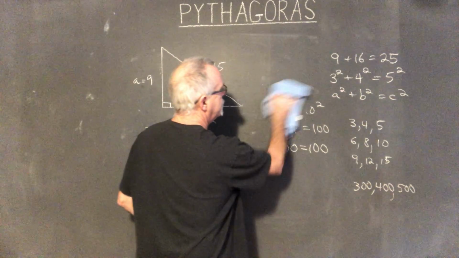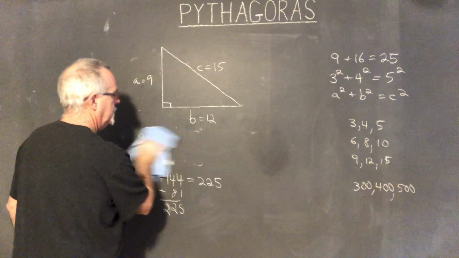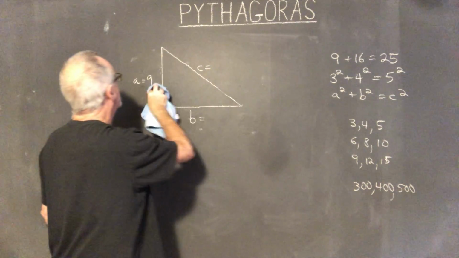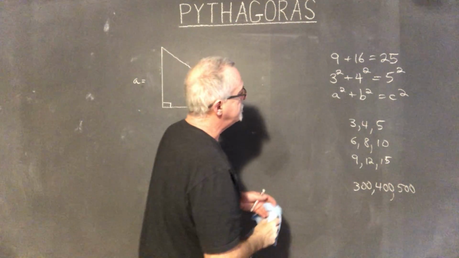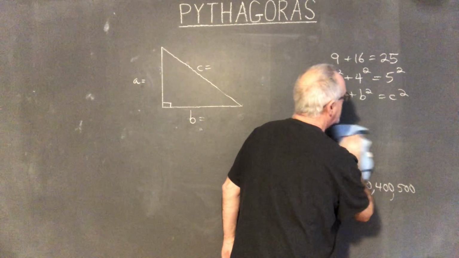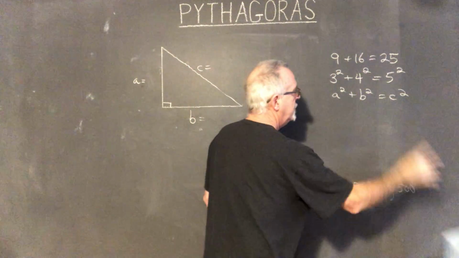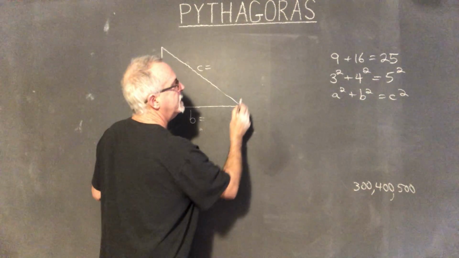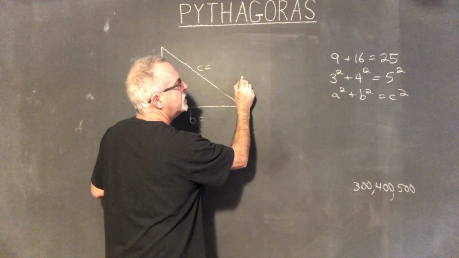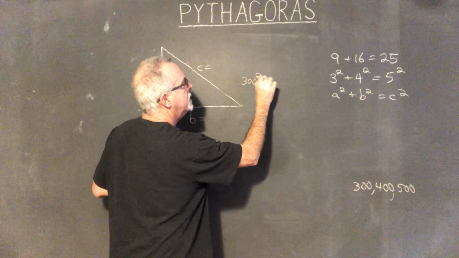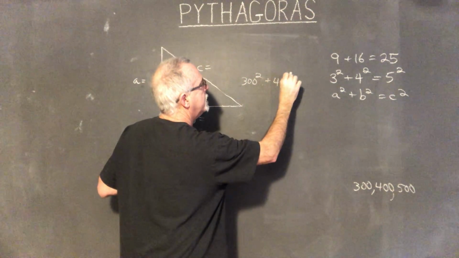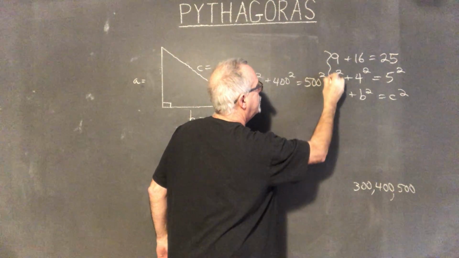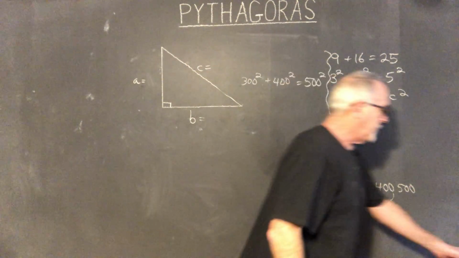Let's see here, I'm going to erase a bunch of stuff. I'll erase this, because I think we understand the pattern now. I'll leave that one up there, I'm proud of it. Okay, so what if we had 300 squared plus 400 squared? Would it be equal to 500 squared? Didn't really leave very much room there. So I'll put a wiggly line now.